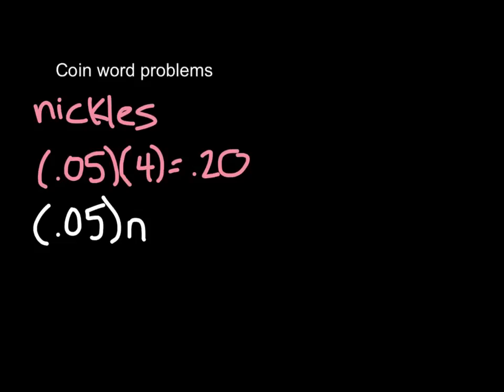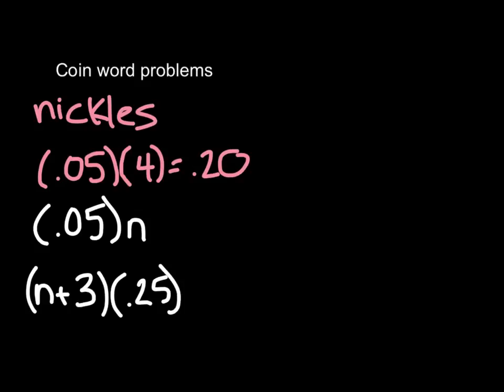So if we have: write an expression to represent the value of n plus 3 quarters. Well, we have to do the n plus 3. That's really important, right? And then we can't forget to put how much the quarter's worth. You don't want to add it. You always have to multiply it. Now write an expression to represent the value of 4n dimes. 4n and then dimes, 0.10.